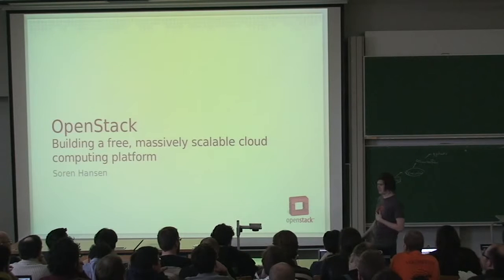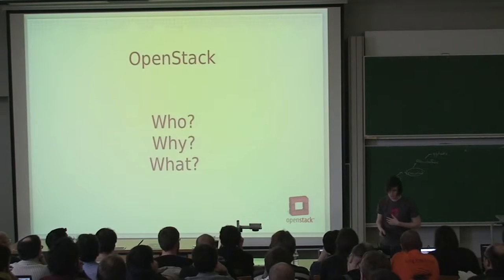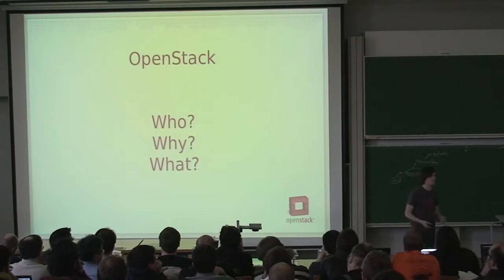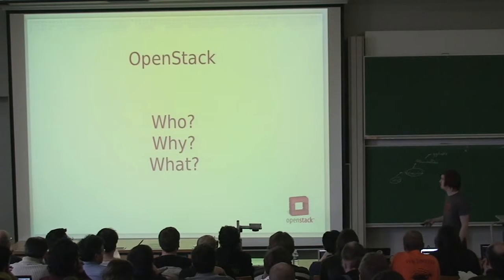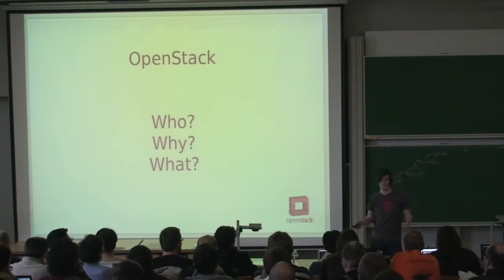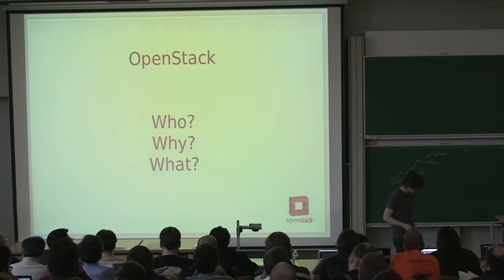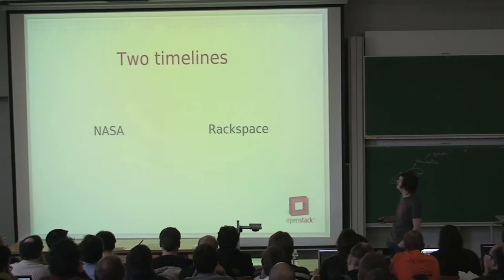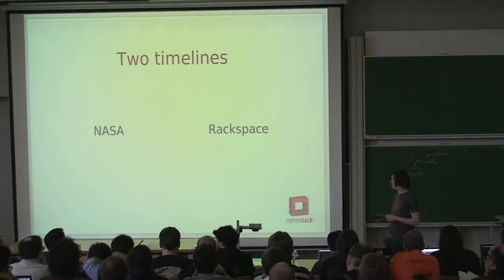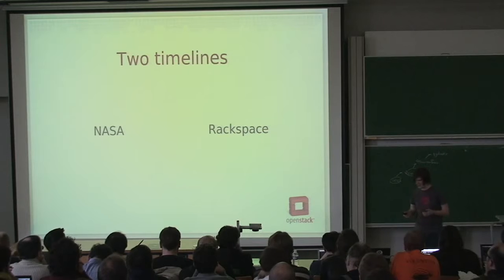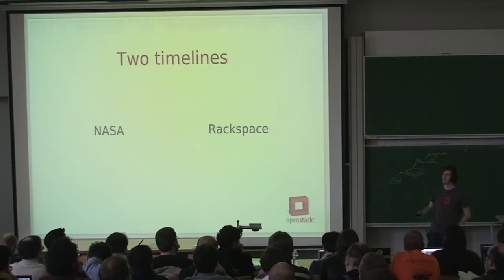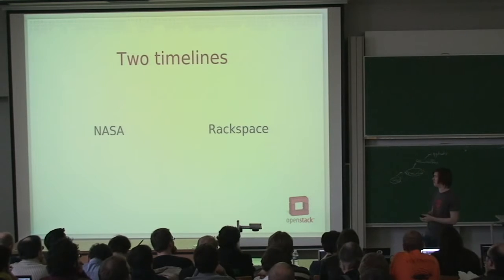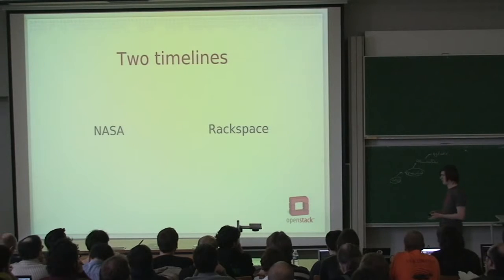So I'm going to tell you a bit about OpenStack, basically answer the questions of why, who, what, when, how, and so on. To first answer the question of who, we see that there are basically two major entities involved in the beginning, at least, and they have their own separate timelines in the history of OpenStack. So there's NASA and there's Rackspace.